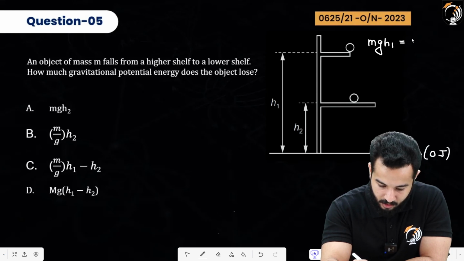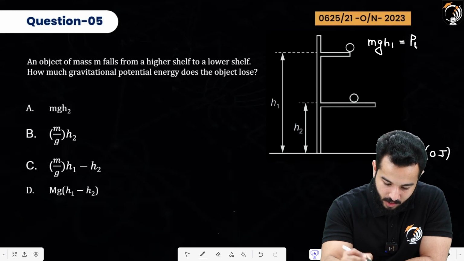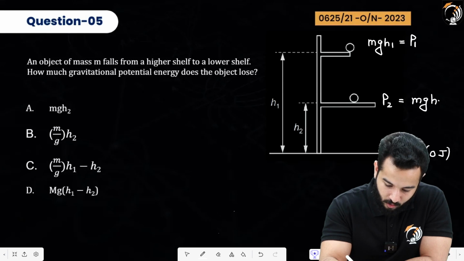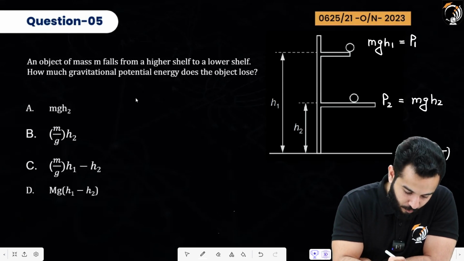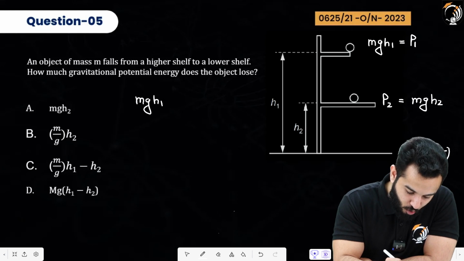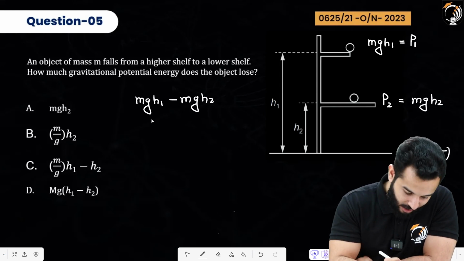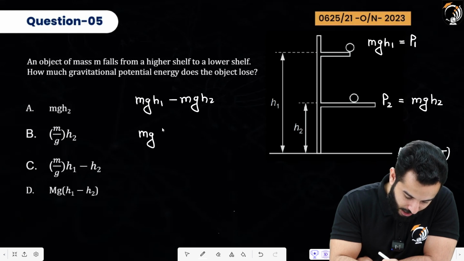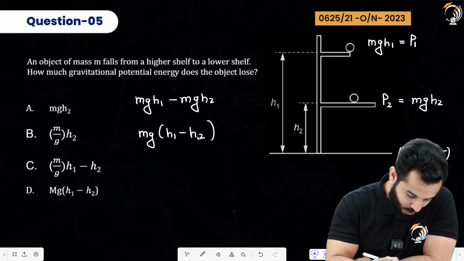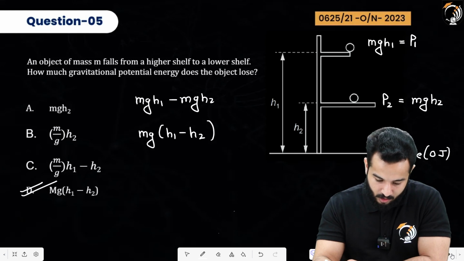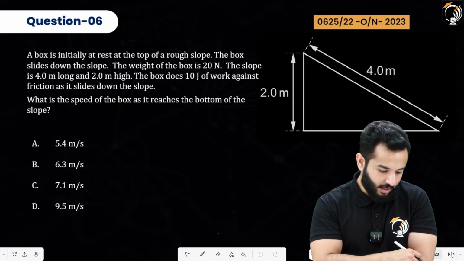So let's say this is gravitational potential energy P1. This one has got gravitational potential energy of mgh2. So the loss in gravitational potential energy is mgh1 minus mgh2. That loss is always written as initial minus final. So that means this is nothing but mg times (h1 minus h2). So mg(h1 minus h2) is option D. Moving on to the next one. Hopefully everything's clear till here.